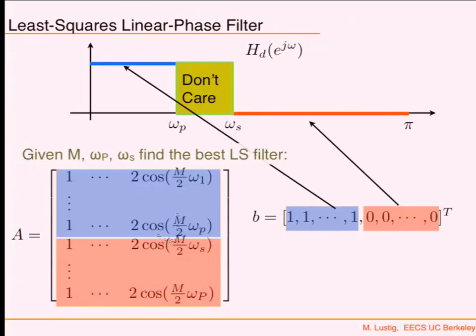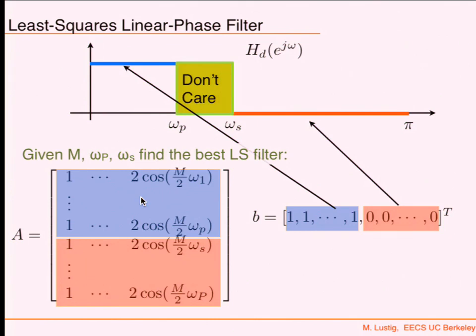So, this is now our matrix. A is composed of these cosines of omega sub k that belong to the passband. There's also a part of A that corresponds to omegas that are in the stopband. And then my B vector, which is my desired Fourier transform, should be ones in the passband, if I want to design a low-pass filter, and should be zeros for the parts of this matrix corresponding to the stopband.